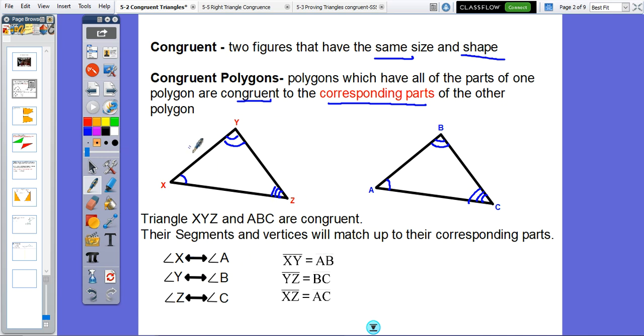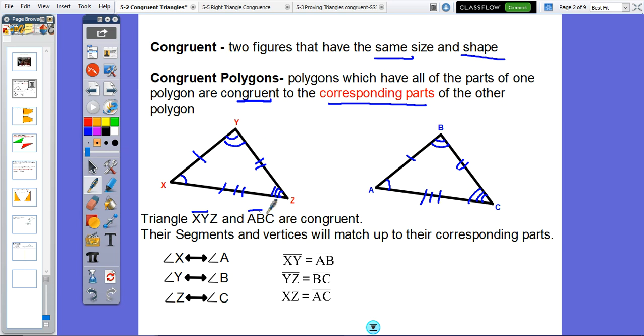Now let's talk about the 3 sides. XY right here is congruent to AB as it states, because it's in that order, X, Y, A, B. So if I say YZ, I'm not going to say CB. Even though it's the same side, it's not properly stated. You have to match up the 2 sides. So YZ is to BC, and then CA is to ZX.